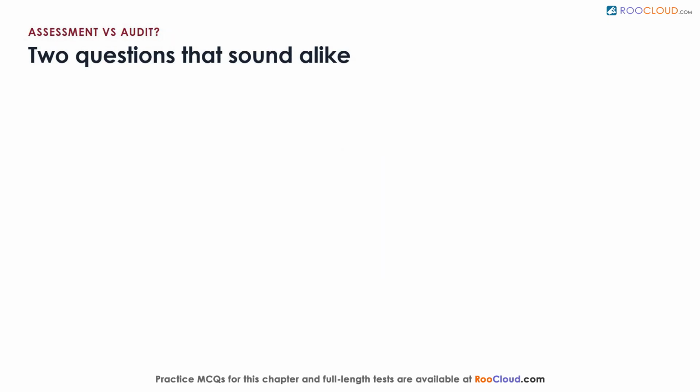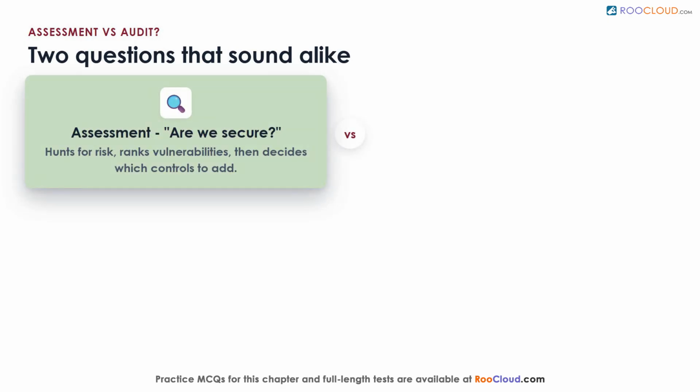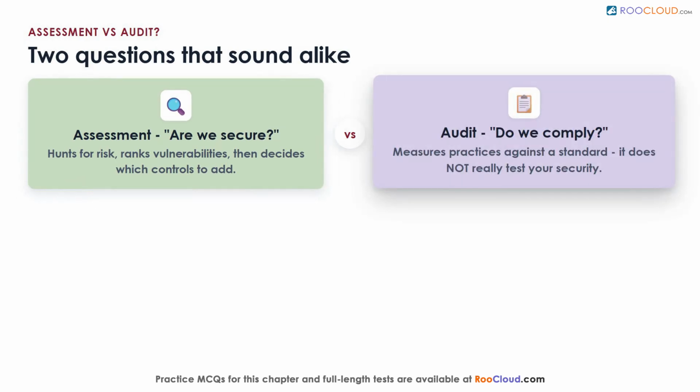How does an assessment differ from an audit? The words sound similar, but they aren't. A security assessment hunts for risk. It finds, evaluates, and ranks vulnerabilities and threats. Then the team decides which controls to add. A security audit measures compliance instead. It checks your practices against a published standard. Here's the part people miss. An audit doesn't really test your security. It just shows how closely you follow the standard. So an assessment asks, are we secure? An audit asks, do we comply?